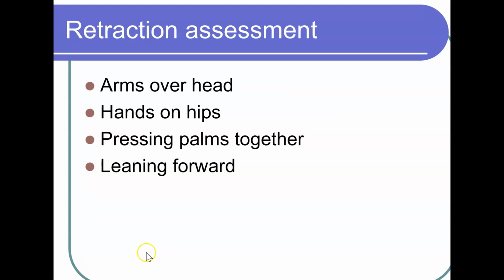Okay, so then you will also want to do what they call the retraction assessment, and that's when they put their arms over their head, hands on their hips, pressing palms together and leaning forward. So you want to look and make sure that everything is lined up and things are the way that they're supposed to be.